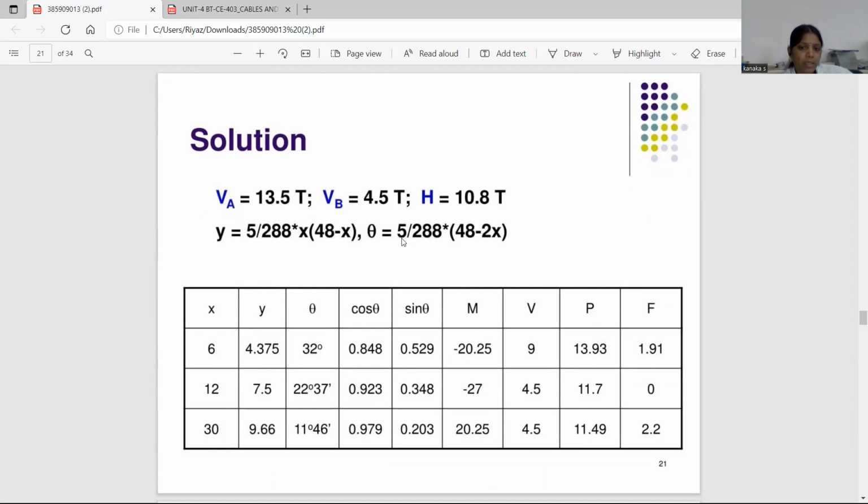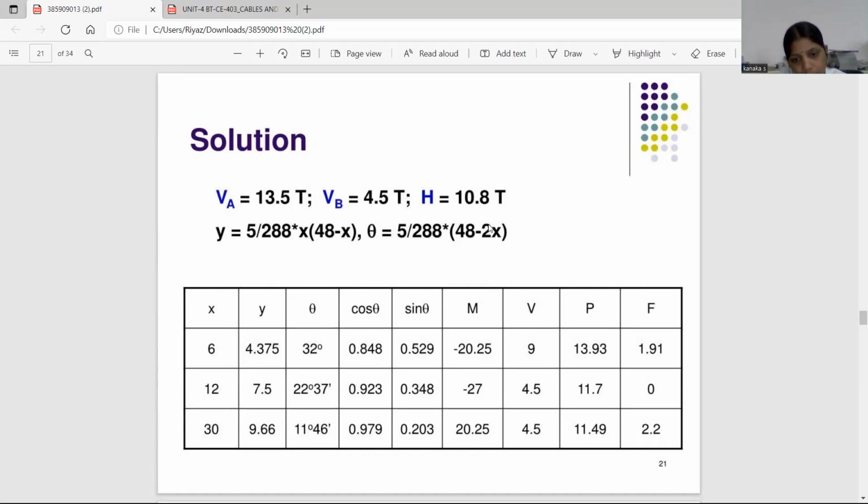So similarly, find out the values of theta. For x equal to 6 feet, substitute the values, theta is 32 degrees. Then x equal to 12 meter, substitute the values of x and find out y equal to 7.5. So similarly, theta equal to 22 degree 37 minutes. So x equal to 30 meter, find out the values of y equal to 9.66 and theta equal to 11 degree 46 minutes.